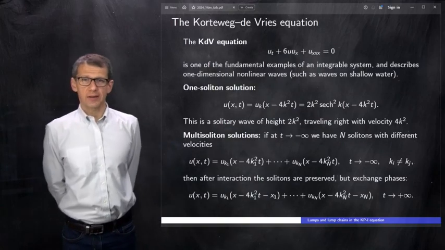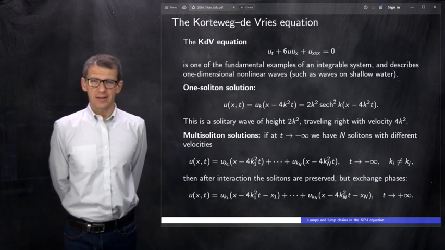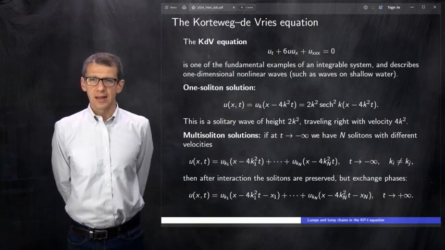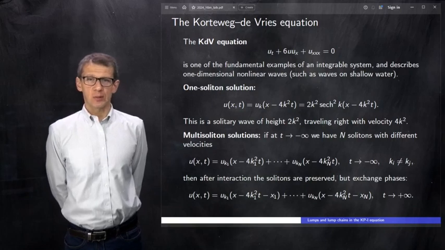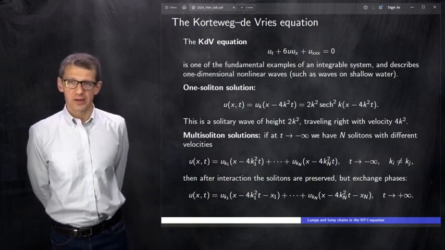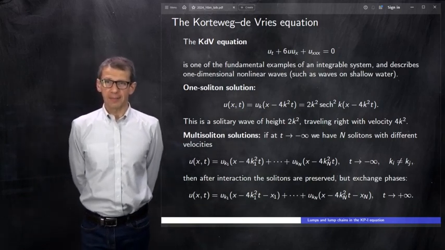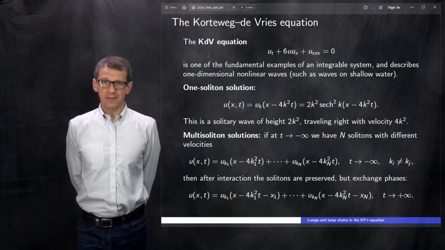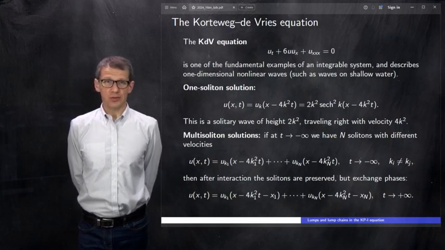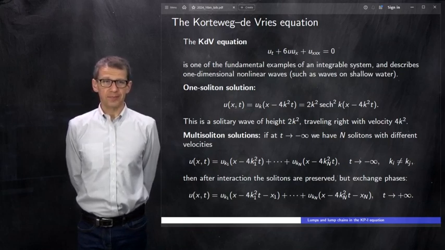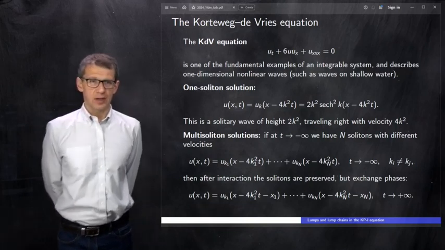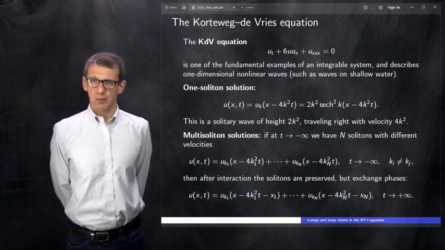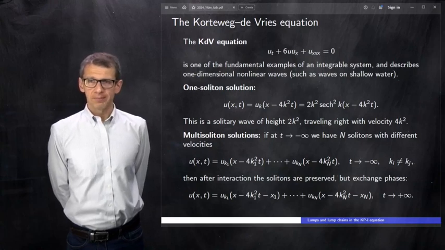Okay, so first let's talk about the KdV equation. The KdV equation is the quintessential example of a 1+1 integrable system. It describes one-dimensional nonlinear waves, such as waves on shallow water. And it has a family of solutions. First of all, it has the one soliton solution, which is given right here. It's a solitary wave of a certain height, and it has a velocity which is proportional to its height.